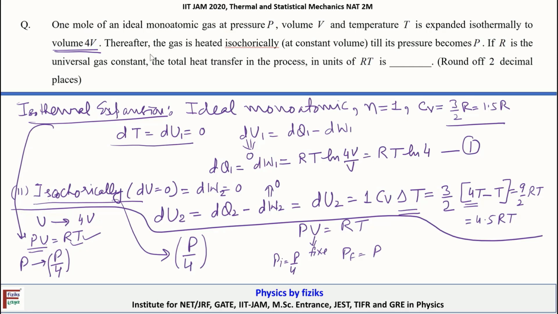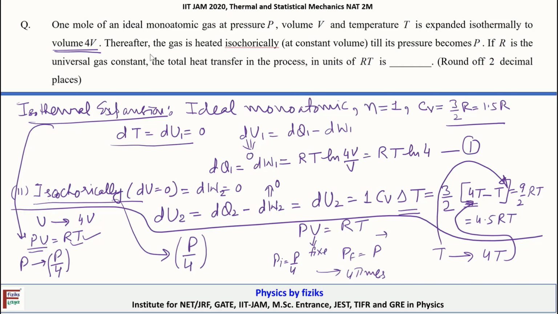So here the pressure has changed from P/4 to P, so that means the pressure has increased 4 times, from initial value to final value. So that means the temperature has changed from the initial value of T to the final value of 4T. For that reason I have taken 4T as the final temperature and T as the initial temperature. Now we have evaluated dQ1 and dQ2.